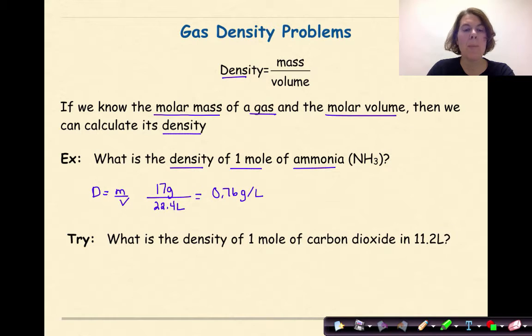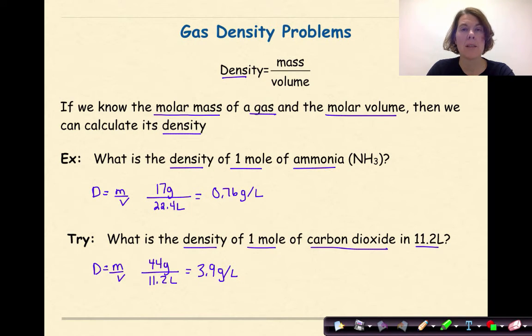Let's look at another example. What is the density of 1 mole of carbon dioxide in 11.2 liters? So in this situation, they're giving us the volume. So the first thing that you should always do is write the density formula. Density is equal to mass over volume. The mass of carbon dioxide is 44 grams, so we're going to write 44 grams on top. They're giving us the volume, which is 11.2 liters. And if we divide 44 by 11.2, our answer should be 3.9 grams per liter. And that's another example of a gas density problem.